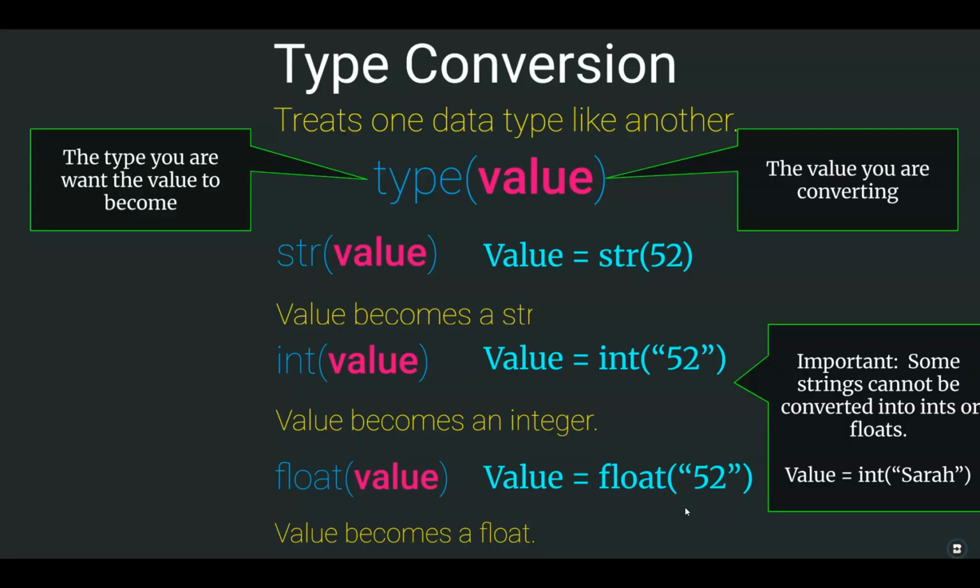Now it is important, and probably pretty obvious, that you cannot change a string that's a name or something. Like you can't make Sarah into an integer or a float. Obviously you can't do Sarah plus Sarah. So there are some limitations to how we convert our different types, but those are pretty obvious because you would never try to make Sarah into a number anyway.